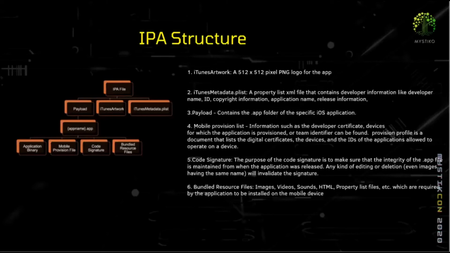We'll be talking more on this in the further sessions as well. So that is all for the mobile provision list for now. Then we have the code signature. The purpose of the code signature is to make sure that the integrity of the app is maintained. Apart from the mobile provisioning list, this comes under the security mechanisms of iOS applications. Code signature is one of them, because every application is code signed and only then installed by the iOS device.